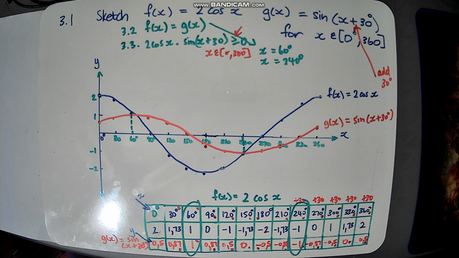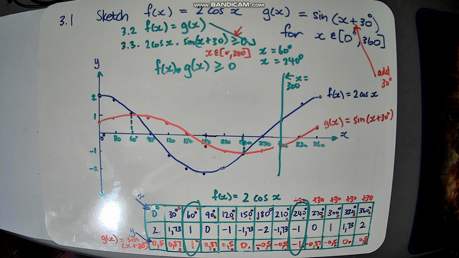It said draw the graph for x is an element of [0, 360], but 3.3 is saying 0 to 300. Do note that difference. So answering this question, we will only look up to the green line. So the question could have been written in this way.